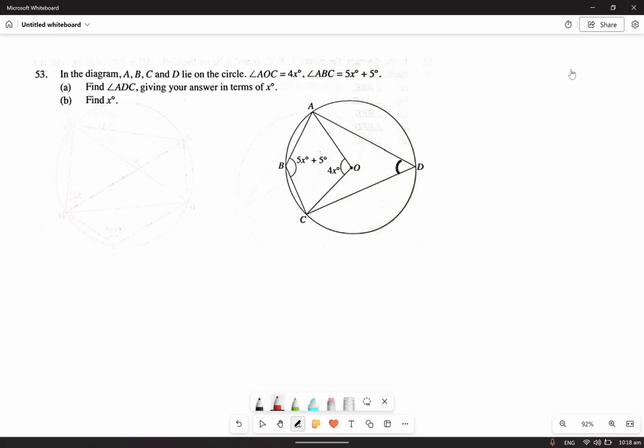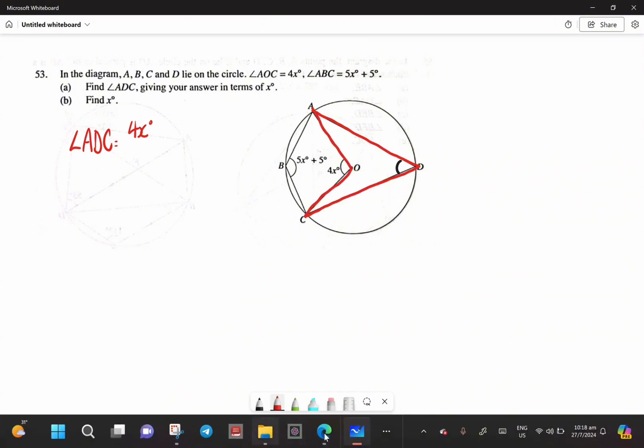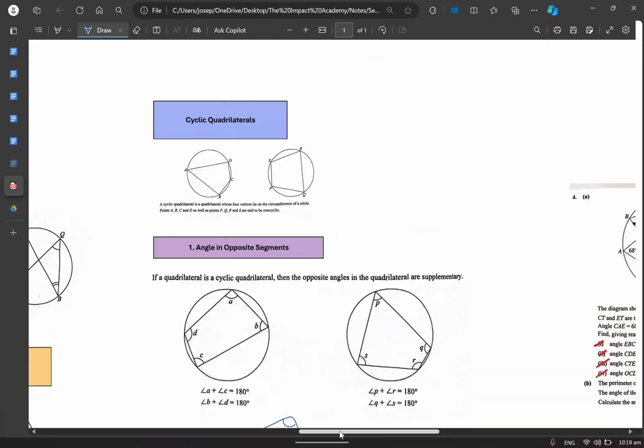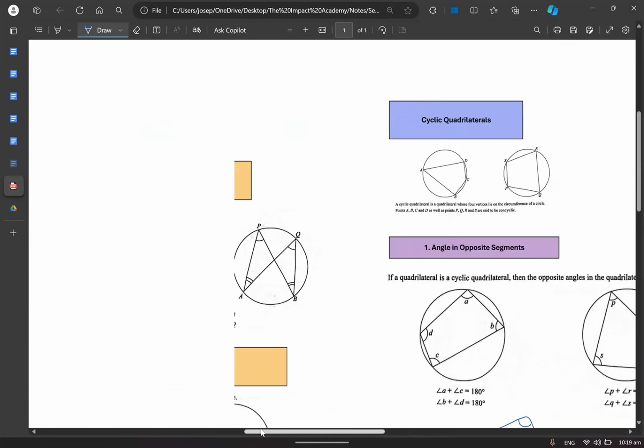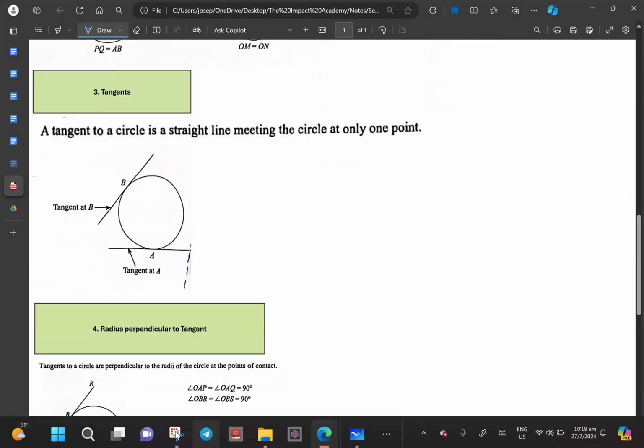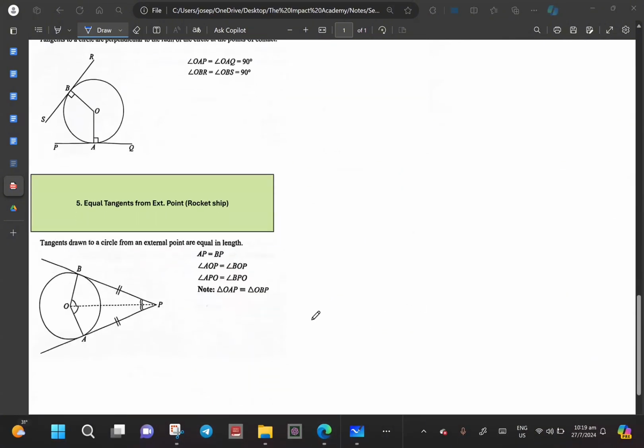So of course, what we want to do is find angle ADC. True? All right. Angle ADC is basically just 4x degrees. Listen, to find this one itself, you can see a rocket shape. Can you see a rocket shape? The concept that I've taught in rocket shape. Let me just show it to you. Under my notes, you can see rocket shape. Where is rocket shape?